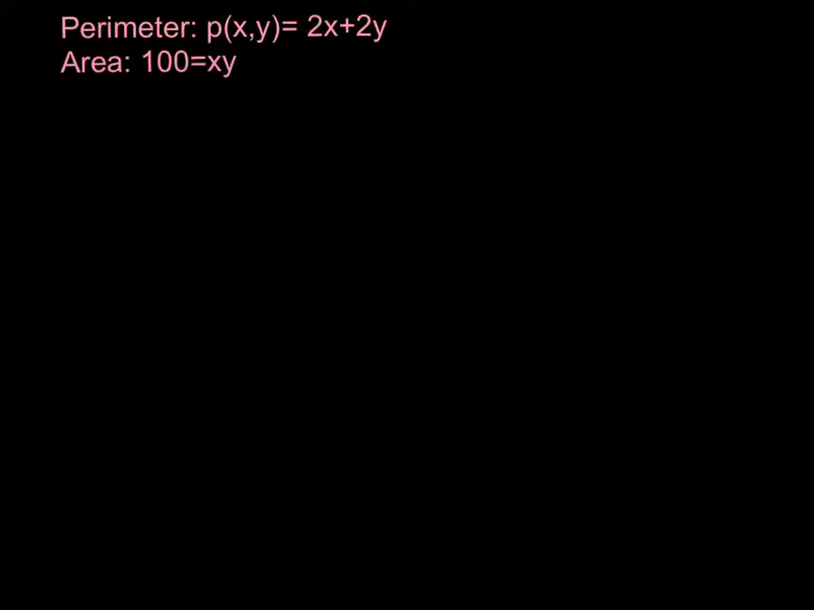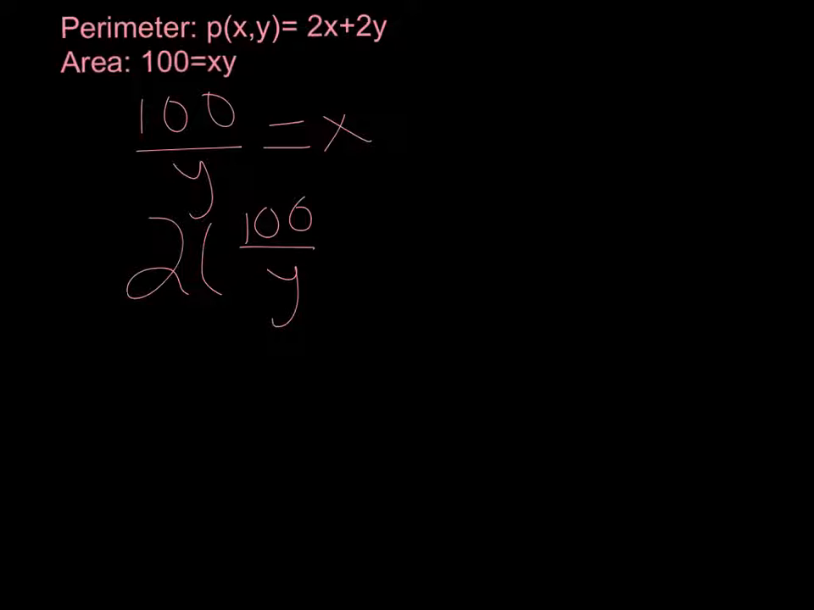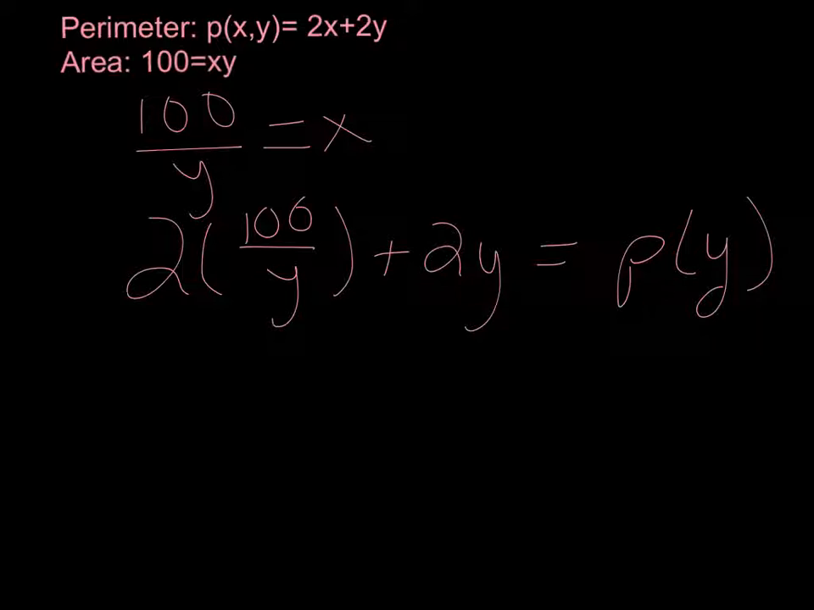First, we solve for x in our constraint equation, so we'll now get 100 over y equals x. Now we're going to use substitution to put this x into the perimeter equation, so we get 2 times 100 over y plus 2y equals now P(y). Now that we have our P(y) function, we need to take the derivative.